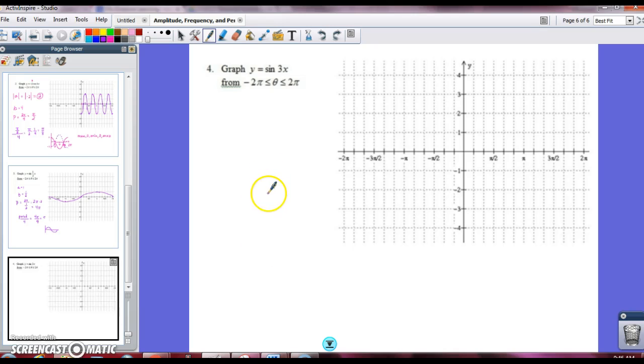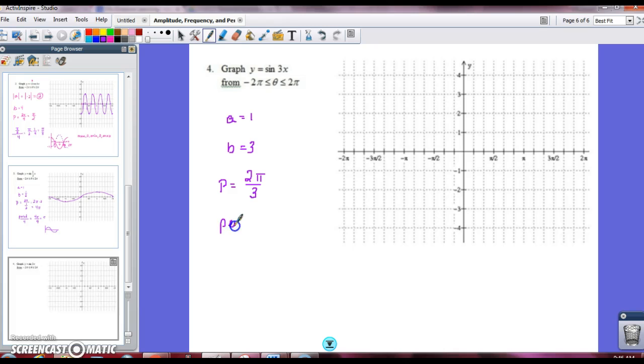Okay, the last one on there is y equals sine of 3x. So again, my amplitude is 1. My frequency is 3, which means my period is 2 pi over 3. So my period is 2 pi over 3 radians. That's how long it's going to take me to complete one cycle.